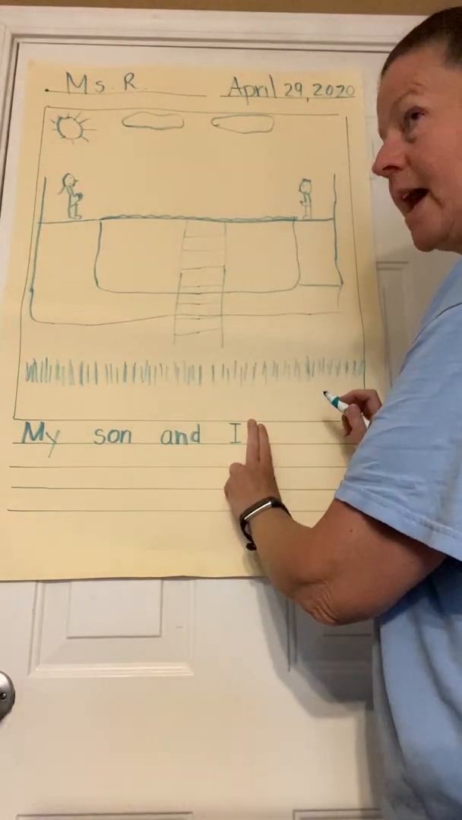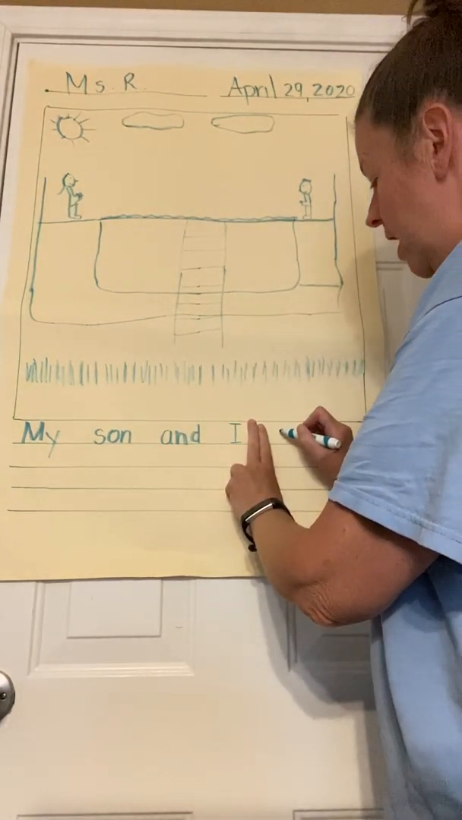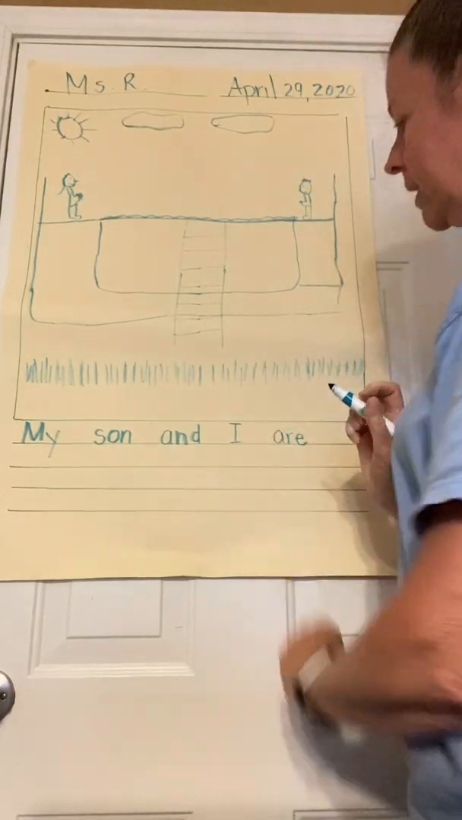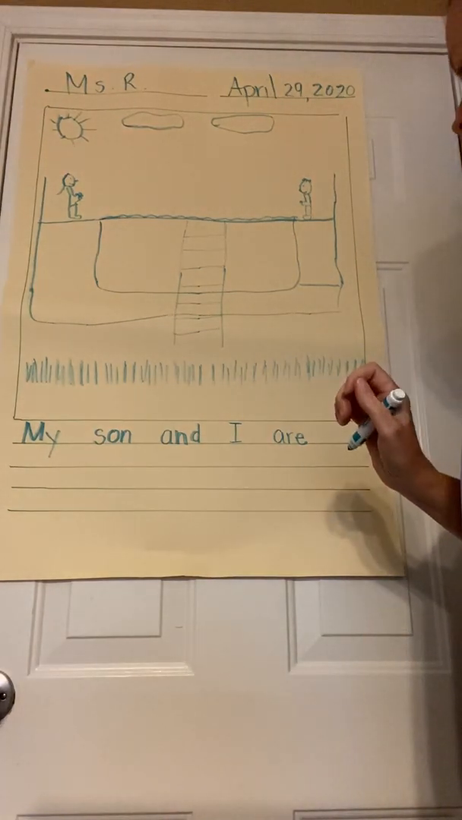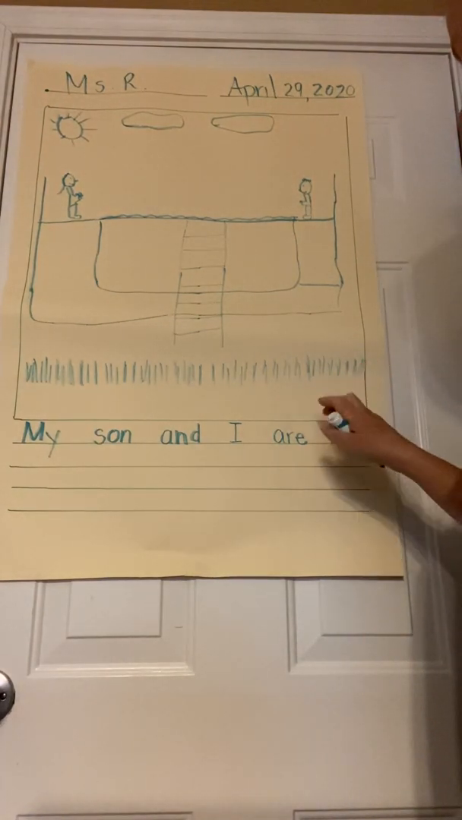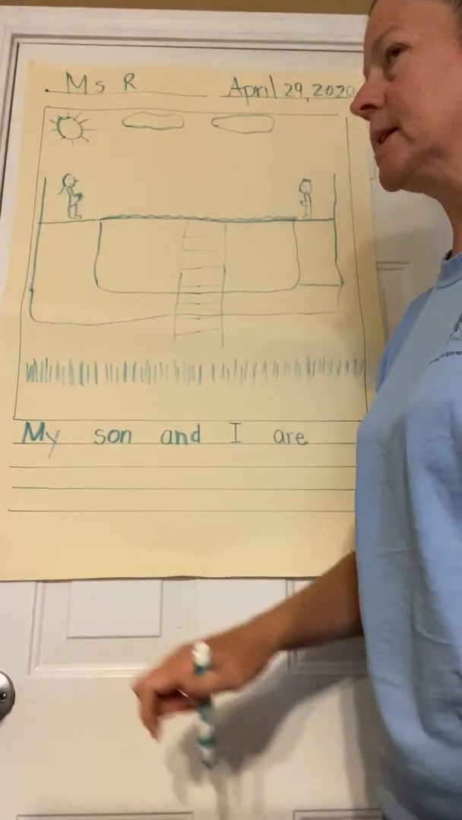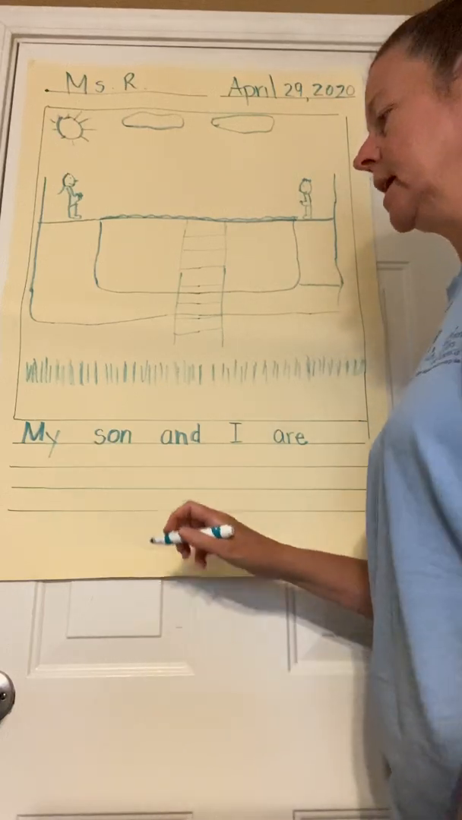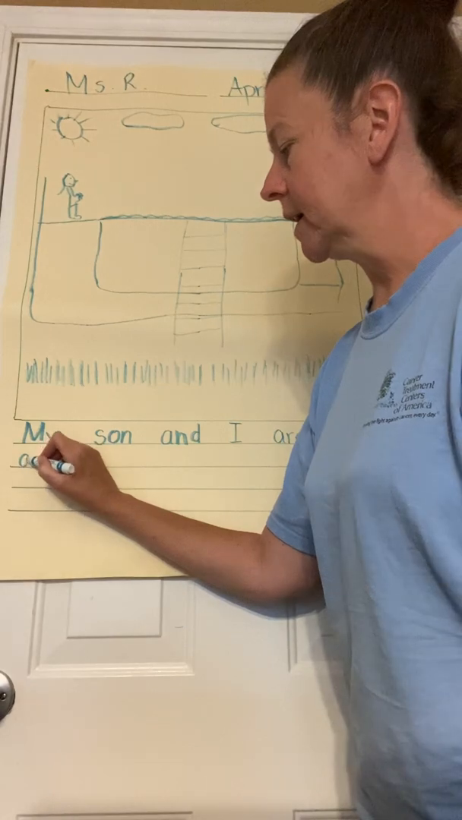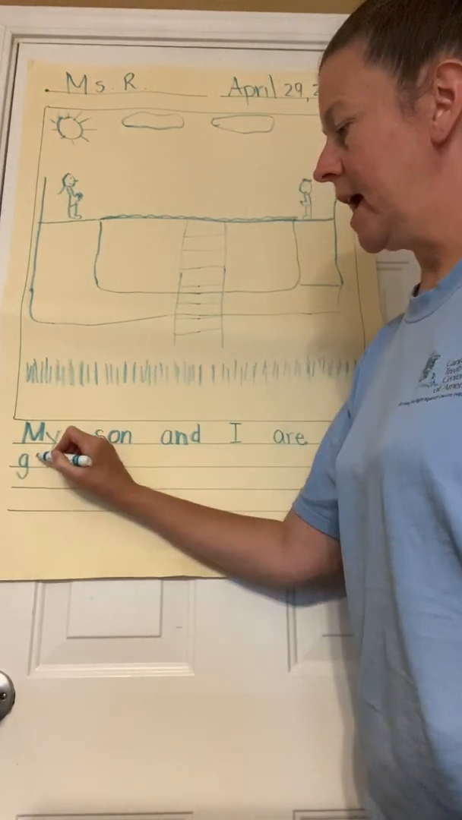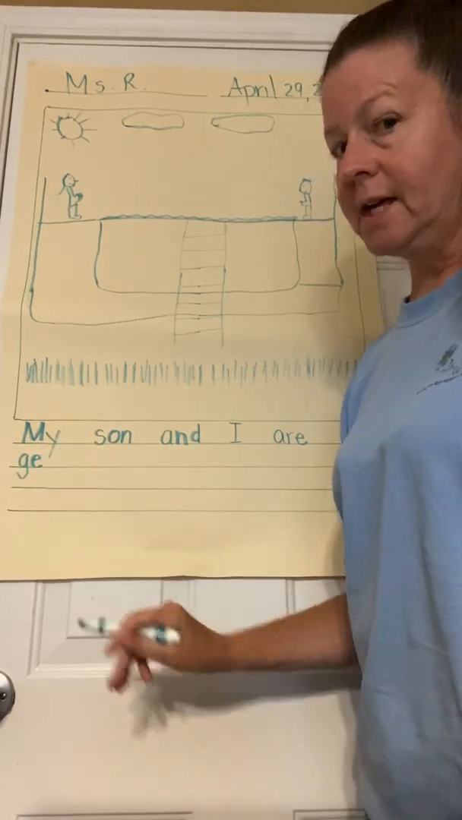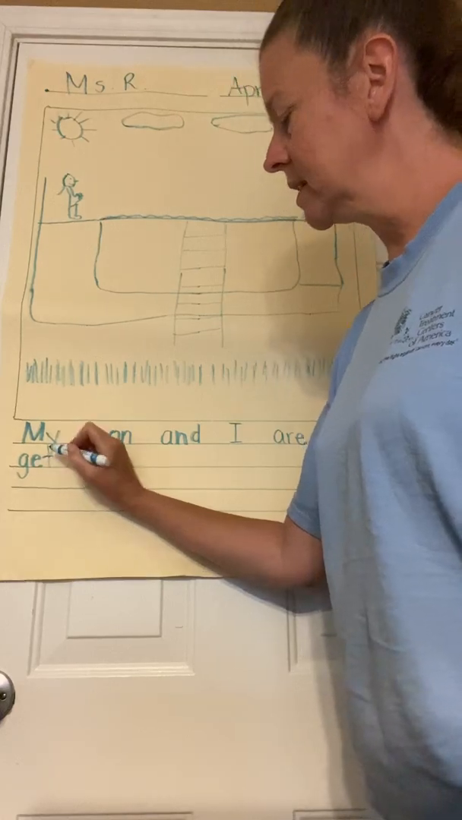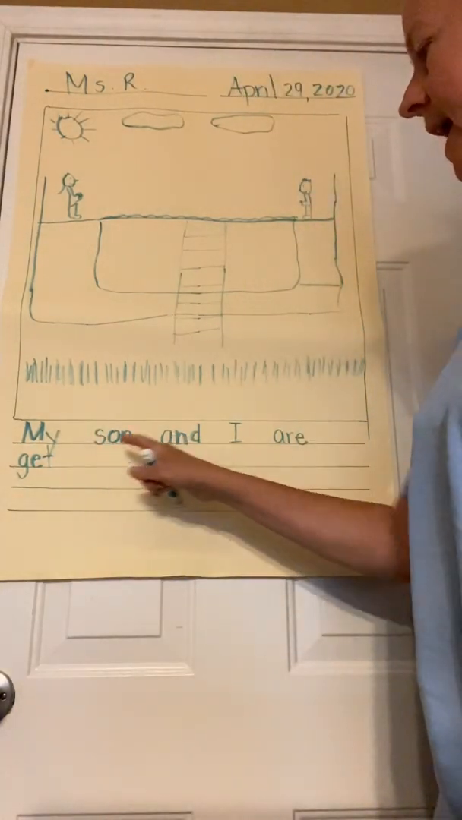Oh, space, and that R is another popcorn word. A-R-E. My son and I are getting. Getting is a pretty big word, so I'm going to skip down here to the next space. And getting is a long, kind of hard word, so let's think about getting. G, g, g. G. E, e, e. Eddie elephant. E, e, e, e. Get. T, t, t, t, t. I hear the T. My son and I are getting.